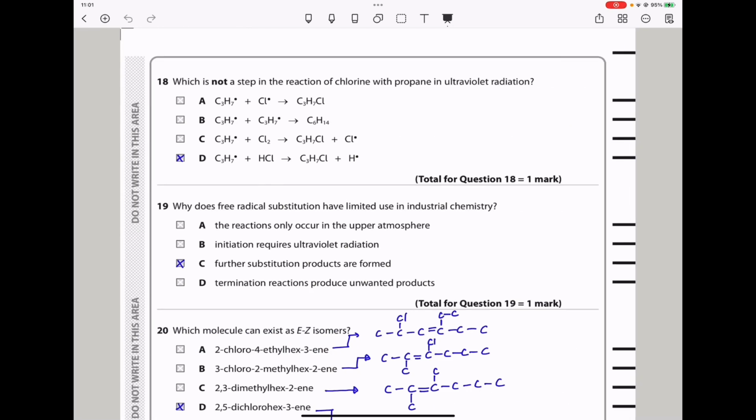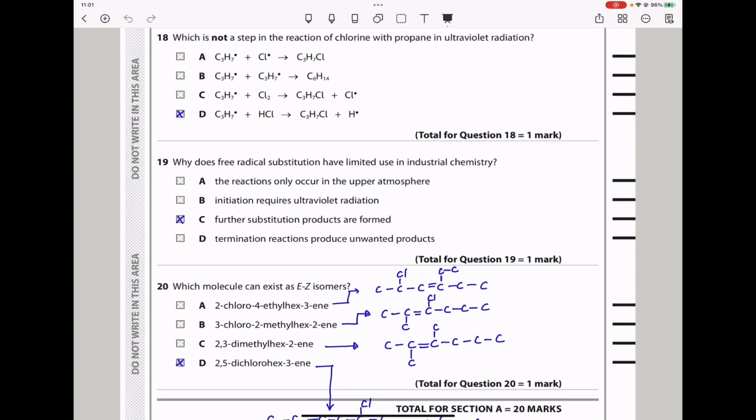Moving on. Question 18. Which is not a step in the reaction of chlorine with propane in ultraviolet radiation? This is possible. This is a termination reaction. That is also termination. This is propagation. This one will not occur, so the answer is D. In question 19, why does free radical substitution have limited use in industrial chemistry? The atom economy may be lower and the yield could be lower because there are other products that are going to be produced. So the answer should be C. Further substitution products are formed, and this is going to lead to a lower yield. So that is not beneficial to industrial chemists.